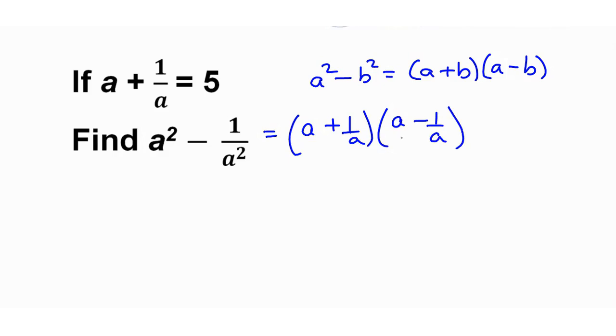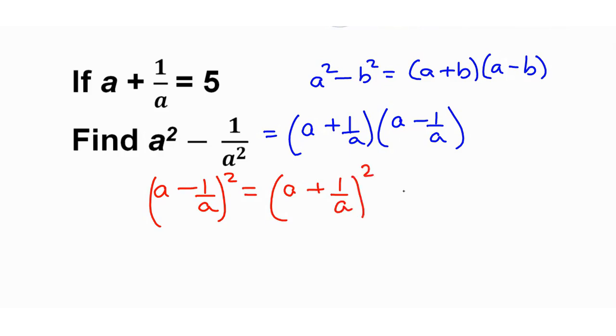Now here you can directly use a formula for this identity. That is a minus 1 upon a whole square is going to be a plus 1 upon a whole square minus 4. You can directly use this formula if you want. So here we are going to just put the values inside it.